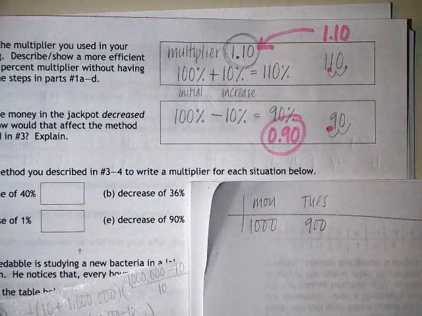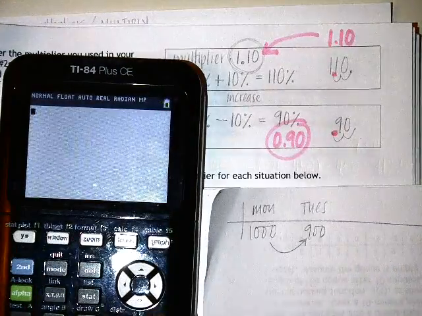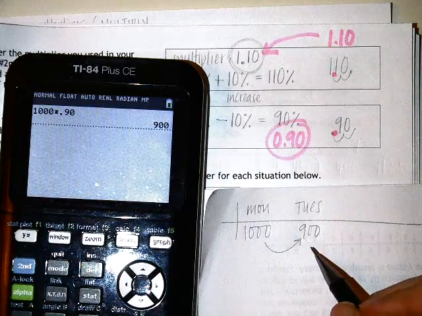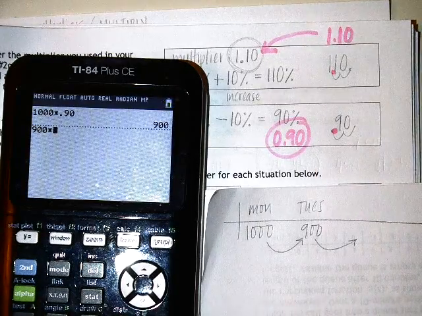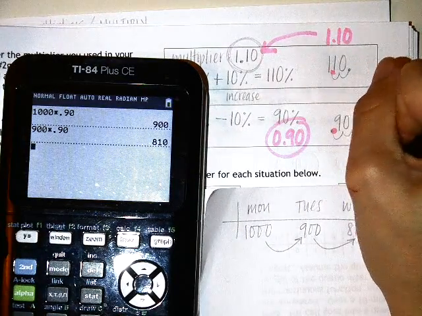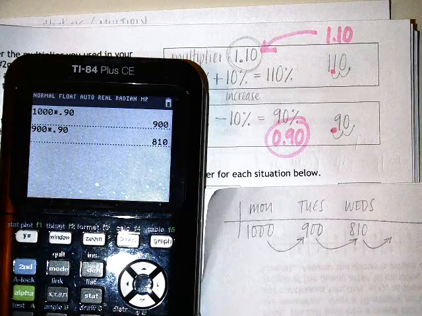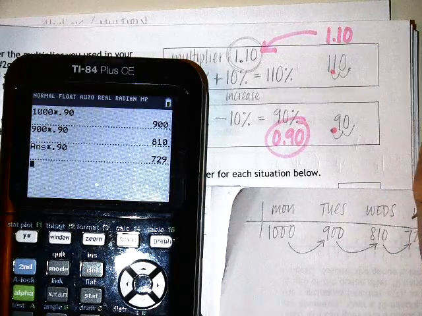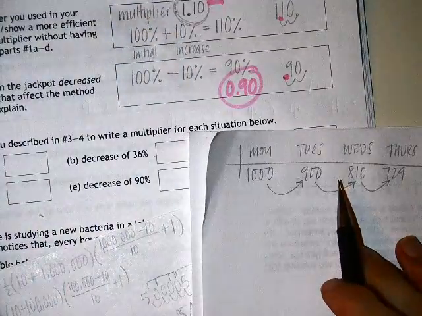And if I think about this logically, notice something. To get from 1,000 to 900, I could do 1,000 times the multiplier 0.90 that I found. Yep, that gives me 900. So I could even predict that on Wednesday, if the pattern continued, 900 times the multiplier of 0.90 would give me $810. Now I don't even need to bother doing calculation. I can predict exactly what Wednesday's jackpot is going to be. And if it's going to decrease again, I can take that number times 0.90, and I can predict that the jackpot is going to be $729 on Thursday. And I can save myself the time from doing all those individual calculations.